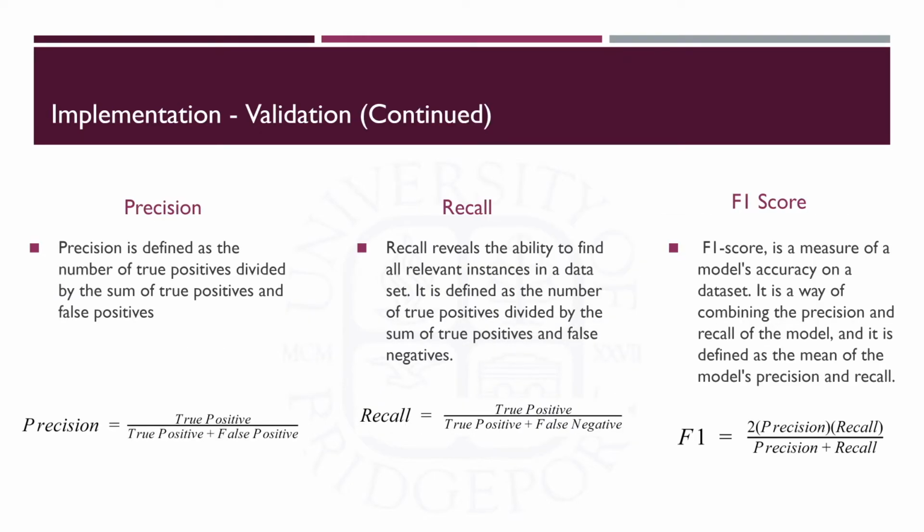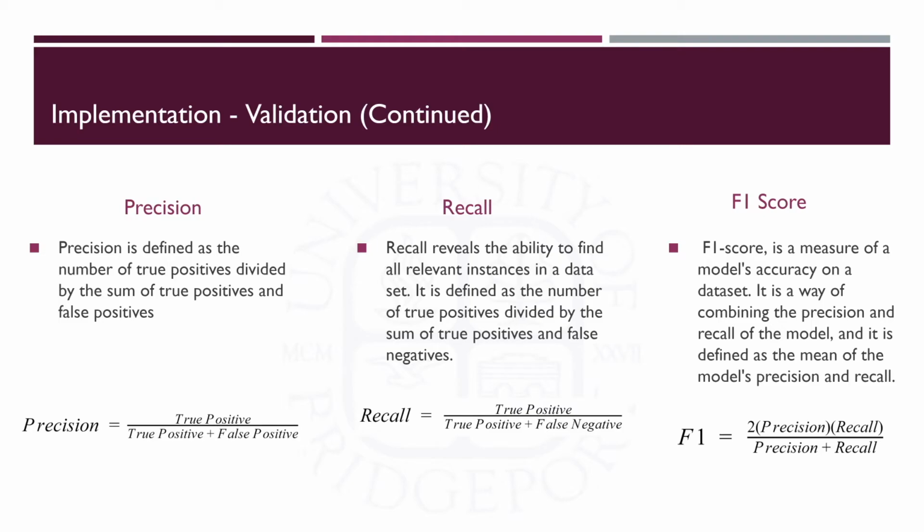Just a few other components that pertain to the confusion matrix. For example, precision. Precision is defined as the number of true positives divided by the sum of true positives and false positives. Below is the formula for a better representation.